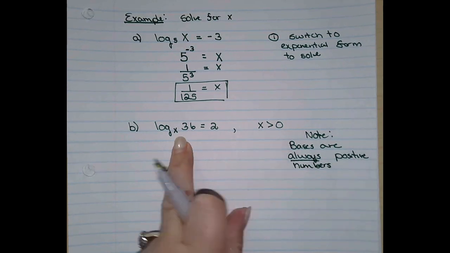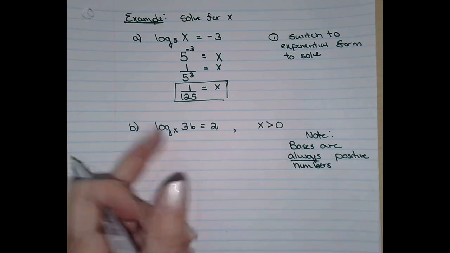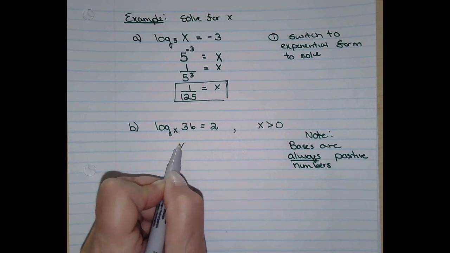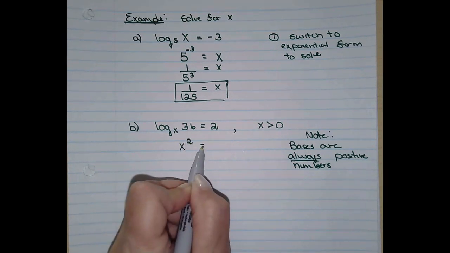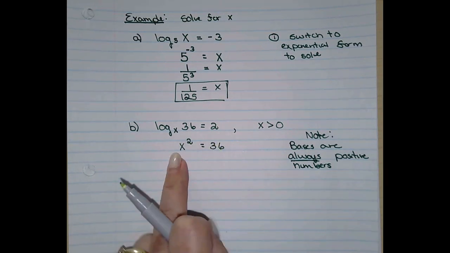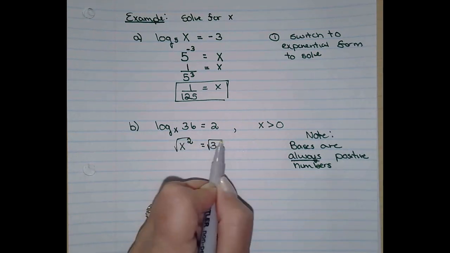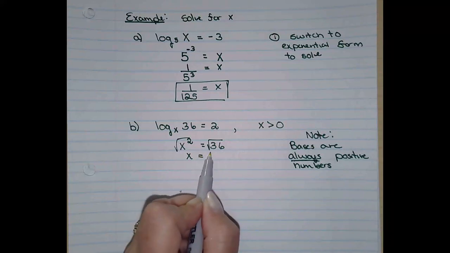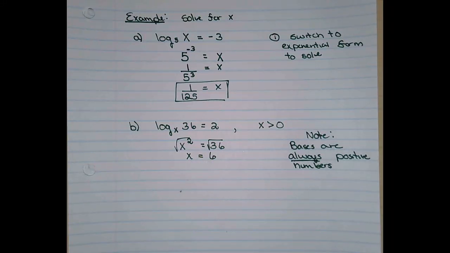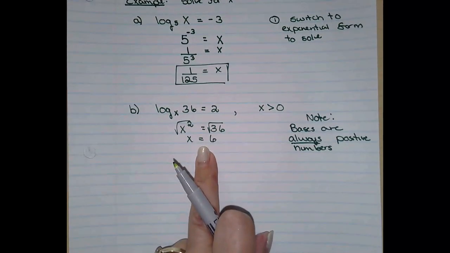So when you switch this, right, to exponential, you have x squared is equal to 36, right? Take the square root of both sides. We only have to take the positive one. Because you know when you take the square root of 36, a negative 6 is an answer too, right? But we're only taking the positive ones.